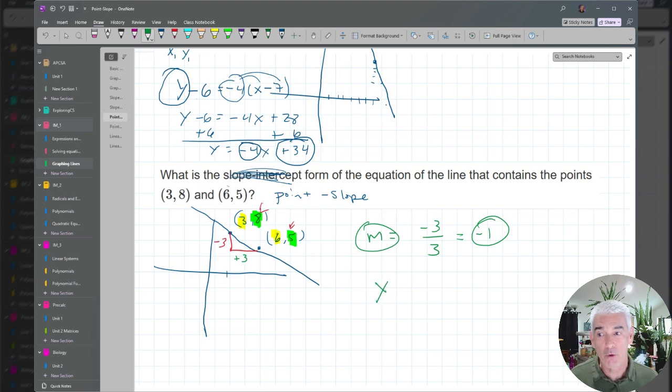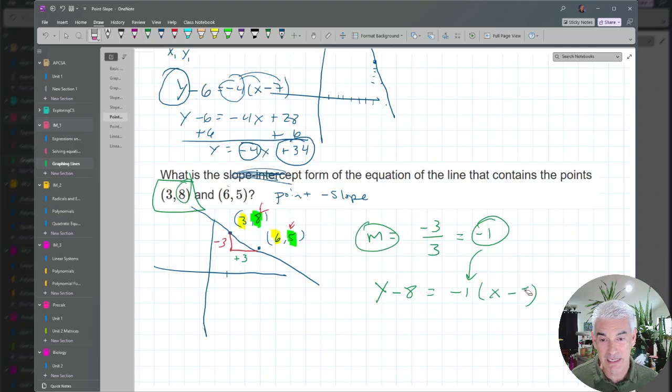Well, I can take the coordinates of either point. I'm going to take this point here. The tricky thing is to make sure you use the x and y coordinates of that same point. That's really the only tricky part here. So my y-coordinate here is 8, so I have y minus 8 equals -1, that's my slope, times, let's put this in parentheses, x minus 6.